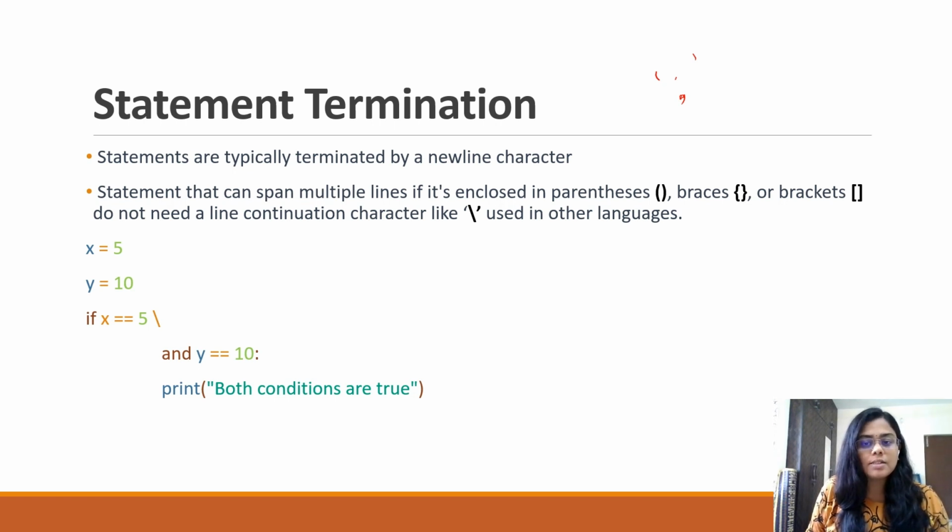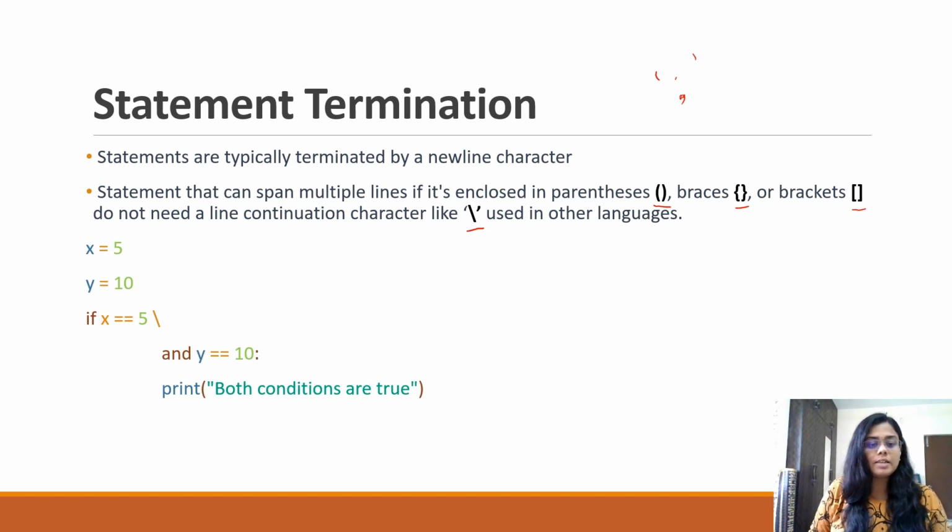So what happens if the statement is too long and you want to display it in multiple lines? In those cases, such statements can be shown under parentheses, braces, or brackets. If there are multiple lines of code, then it can be in any one of these. Whereas in other programming languages, it is usually by using a continuation character like the backward slash. But in Python, there is no need for backward slashes. Anything that is under the parentheses is automatically considered the same line of code.